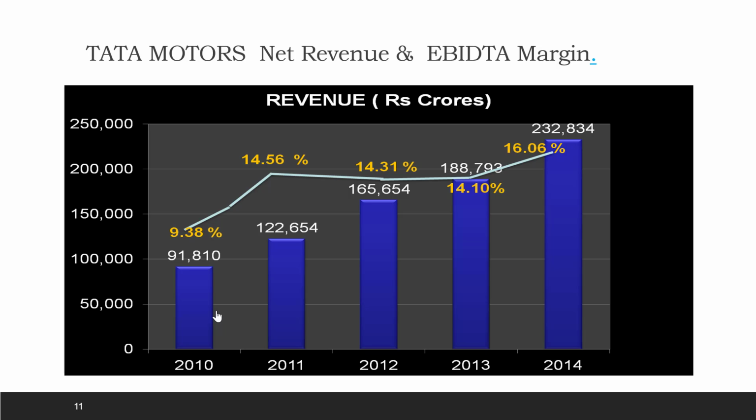This is Tata Motors. What do you find? This is the sales, 91,810 crores. The sales are going up and down. It has gone up from 91,000 to 2,32,000, from 2010 to 2014. What is the EBITDA margin? Is it going up, going down? Is the company becoming more profitable over the years up to 2014? More profitable because they are earning 16% now. But in 2010 they were making much less. So the company was less profitable, doing less sales, but as the years progressed, they started making more revenue and more EBITDA margins, right?